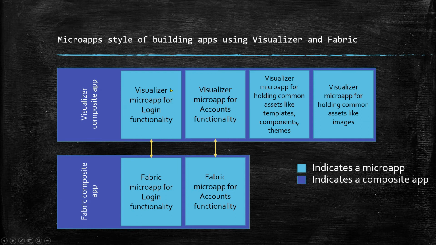We can map them as dependent apps to the individual Visualiser micro apps. So the login micro app would have the dependency of the commons micro app as well as the resources micro app. The accounts micro app would have the dependency on the commons micro app and the resources micro app. And the Visualiser composite app would have the links to the login micro app and the accounts micro app. So this is how the new style of building apps using the micro apps style is provided as part of Visualiser and Fabric.